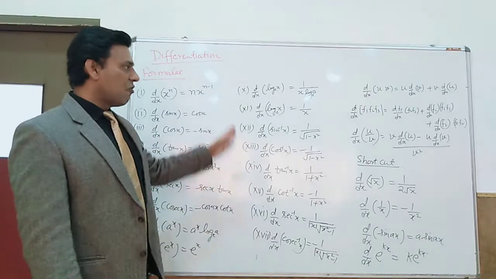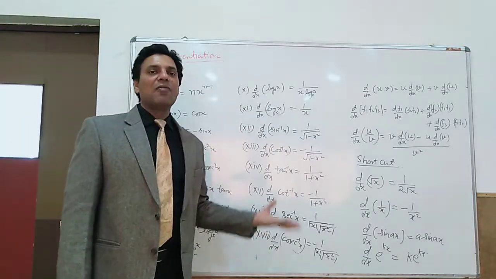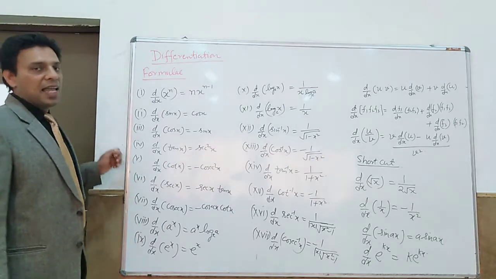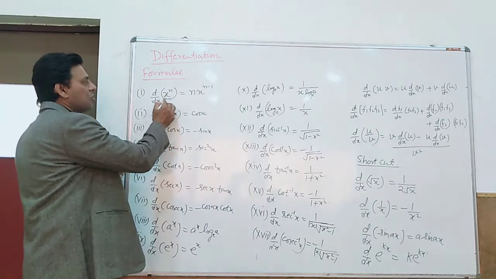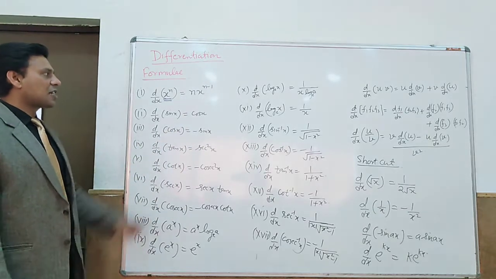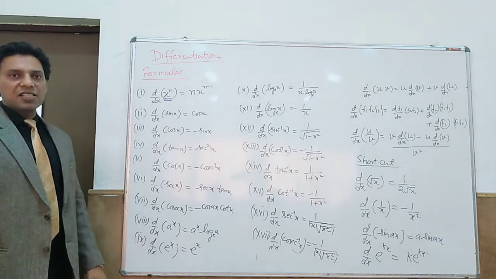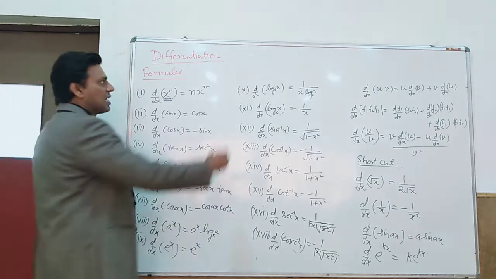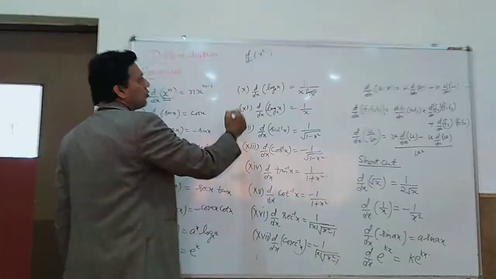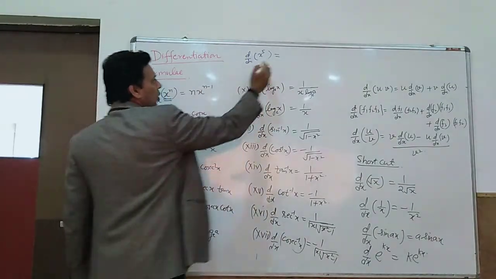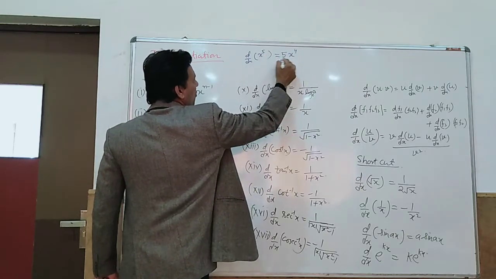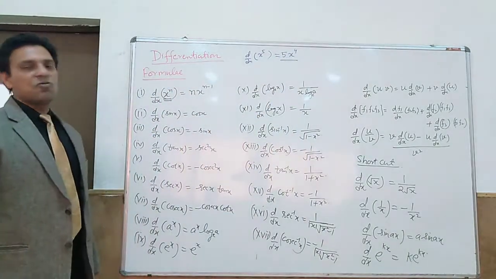So here we have formulas. You have to learn all these formulas of differentiation. We are starting from algebraic functions. Suppose we have x to the power n, then the differentiation of x to the power n will be n x to the power n minus 1. For example, suppose you have to find the differentiation of x to the power 5. Using this formula, you will write 5 x to the power 5 minus 1, that is 4. You will apply this formula.